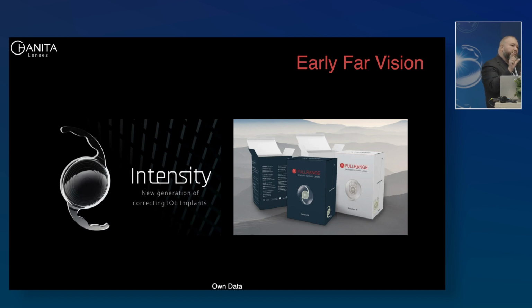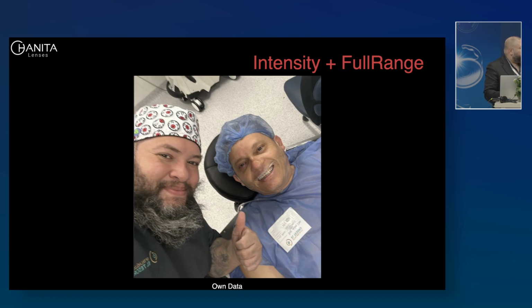For this subset of patients we have found a really good option, which is combining the intensity in the non-dominant eye and the full range in the dominant eye. We know the full range is an excellent lens. Objectively, by the defocus curve, the intensity gives a better defocus curve, but the full range neuroadapts really, really well for far vision very early. So I tend to combine these two.